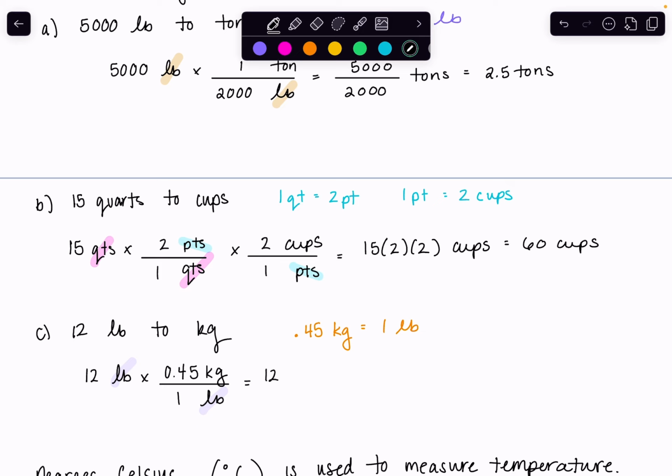So all that's left is the 12 and the 0.45 in the top. The unit that remains is kilograms. So going through this multiplication, it's about 5.4 kilograms.